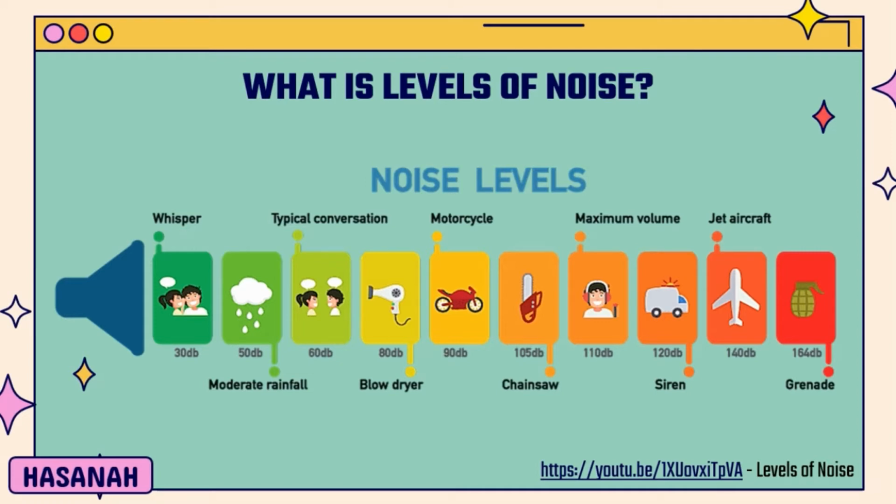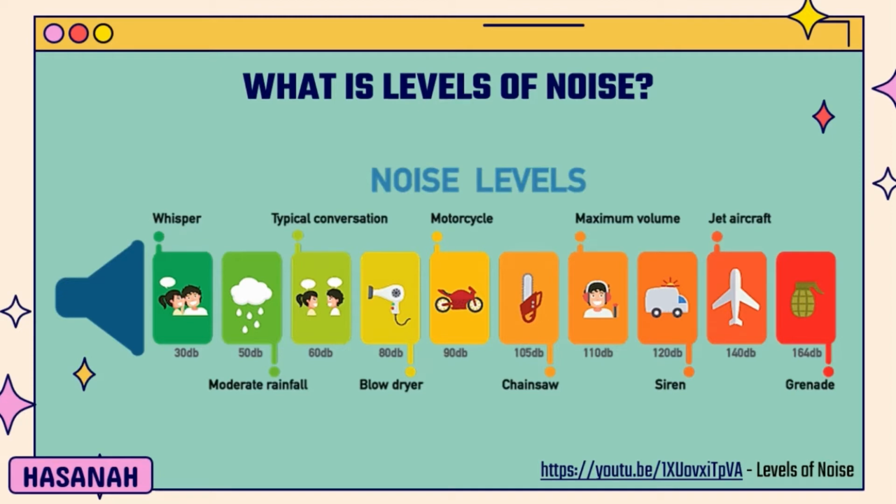like a motorcycle. Then the decibel number gets higher, which is 105 decibels, sounding like a chainsaw, and after that 110 decibels, just like the maximum volume of your devices, your phone or your laptop. After that, 120 decibels sounds like the sirens of an ambulance. The second last is 140 decibels, which sounds like a jet aircraft. Lastly, 164 decibels sounds like a grenade.